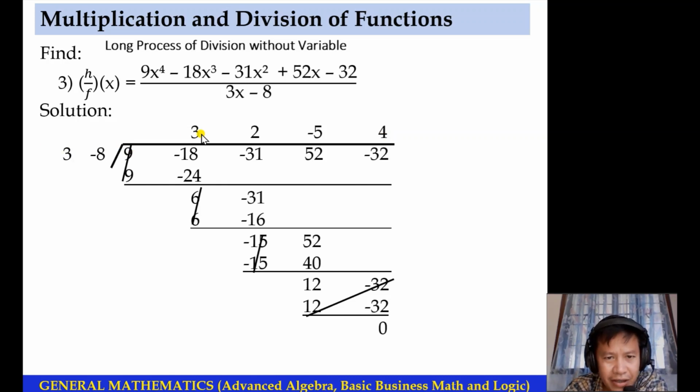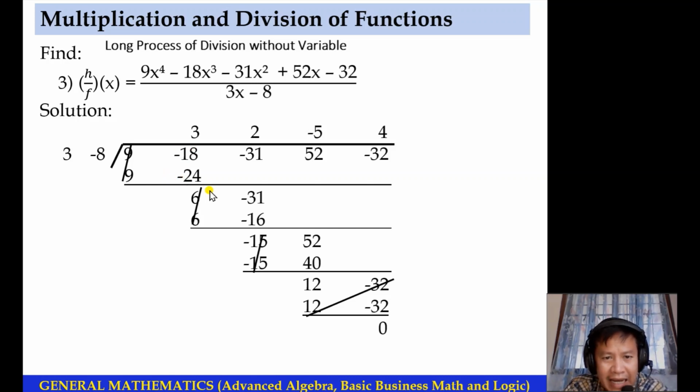9 divided by 3 is equal to 3. Then 3 times 3 is equal to 9. Did you understand, students? Then cancel it out, because 9 minus 9 is equal to 0 already, because the operation here is subtraction. Then after that, 3 times negative 8 is equal to negative 24. Subtract negative 18 and negative 24. Change the sign of the subtrahend and proceed with addition. From negative, this becomes positive already.